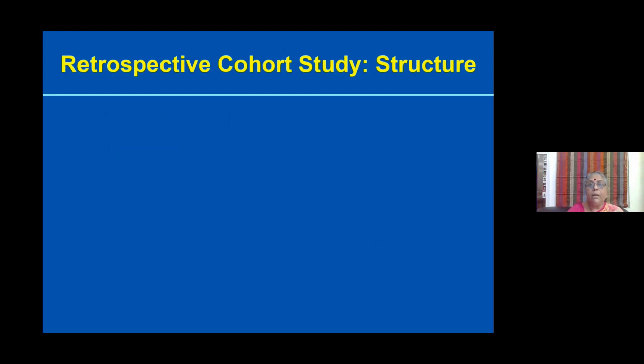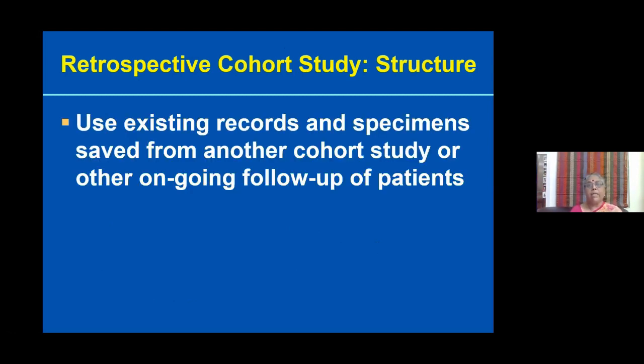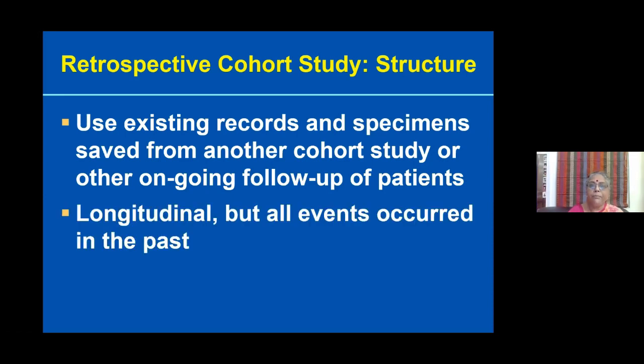Now, what is a retrospective cohort study? You have to use existing records and specimens saved from another cohort study or another ongoing follow-up of patients. So here we study the existing record. So we have almost no control over the data collection. We have to depend on whatever data is available in the records. These are longitudinal studies, but all events have occurred in the past. So be very careful. The exposure has occurred in the past, and the outcome has also occurred in the past when the researcher starts the research.